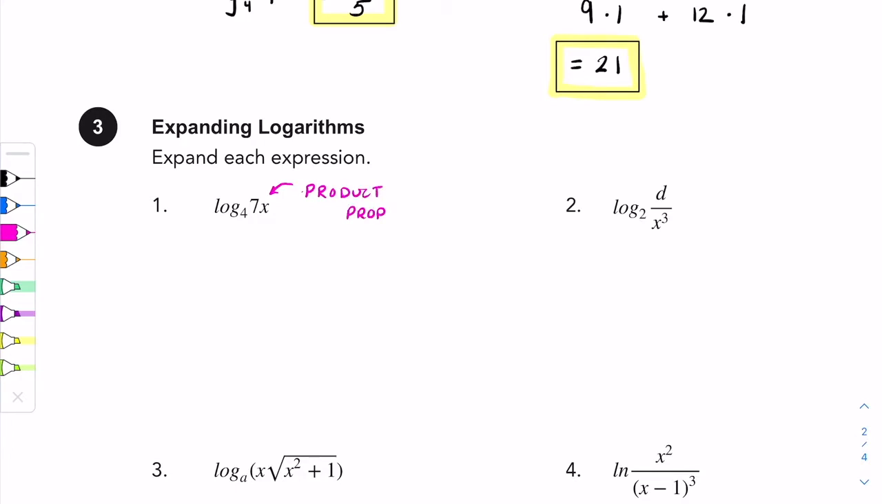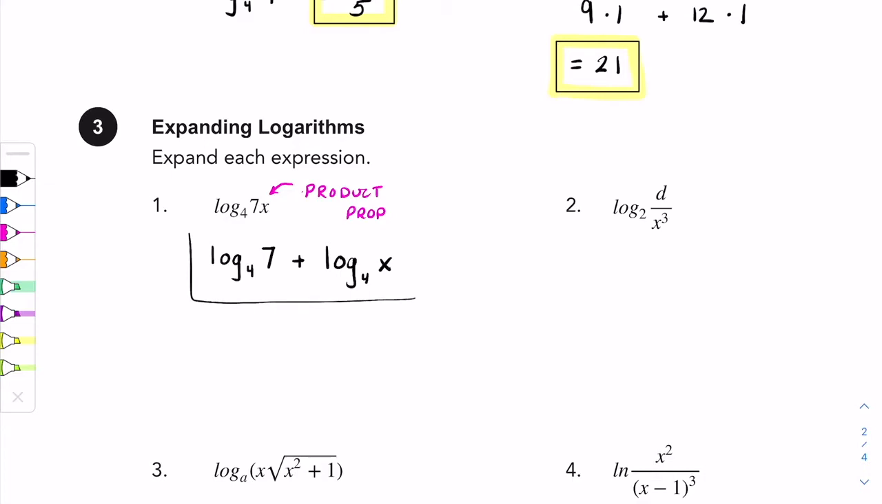When you have multiplication, you can separate that with addition. Remember to include the logarithm and the base for each part. So this becomes log base 4 of 7 plus log base 4 of x. And that's all you can do here.